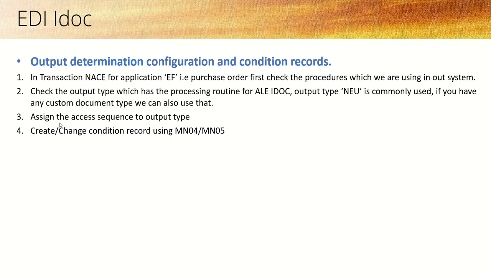We have to assign a proper access sequence because not all the vendors or all the purchase orders will trigger the IDoc. Only a specific vendor or PO type will trigger that. For that, we have to make use of an access sequence, and using the access sequence, we can create a condition record with T code MN04 or MN05. We can modify with the help of the output type, taking standard as NEU, and the access sequence which will identify. So let's do all these steps in SAP for output determination.